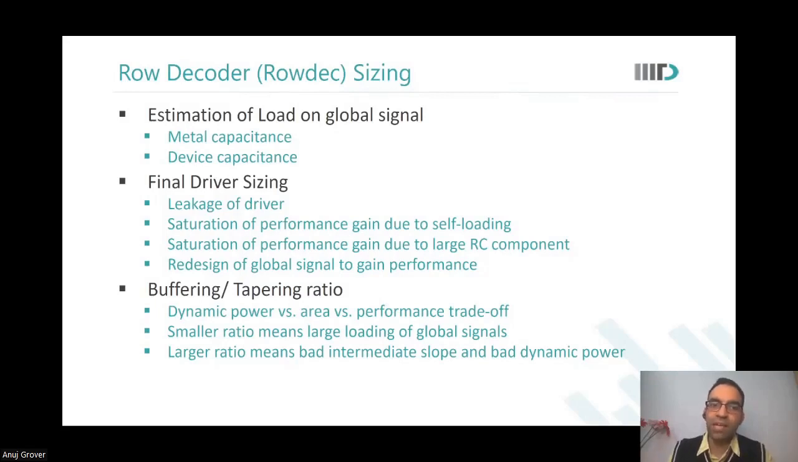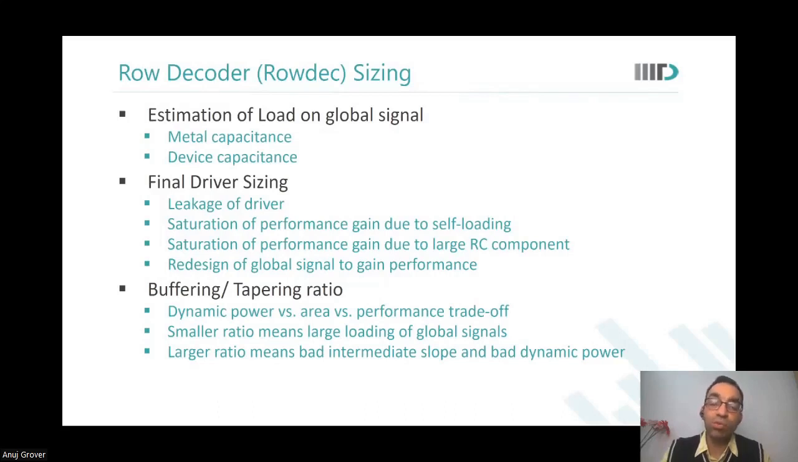You have to size the final driver in such a way that, see, if my word line capacitance is 250 femtofarads, you may think that, okay, for 100 femtofarads, I had a row decoder final driver size of 10 microns by 5 microns. For 250, I will go to 25 and 12.5. It's 2.5 times, so I will just increase the size 2.5 times. But you will see it won't work. Why? Because due to self-loading, some performance gain would be limited.